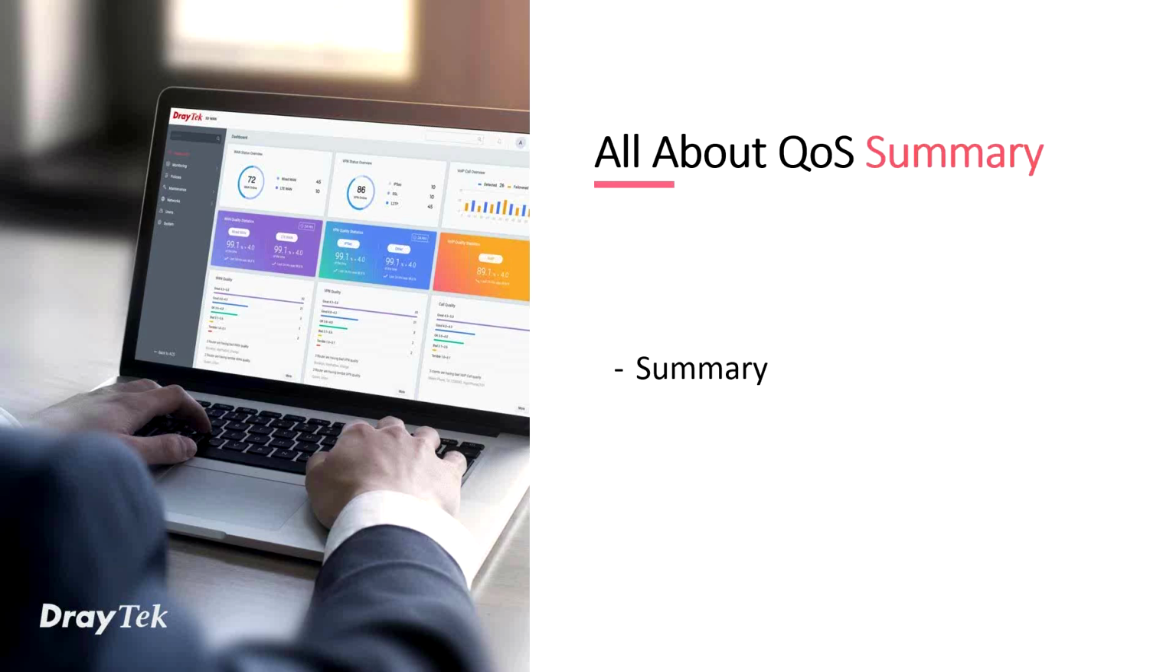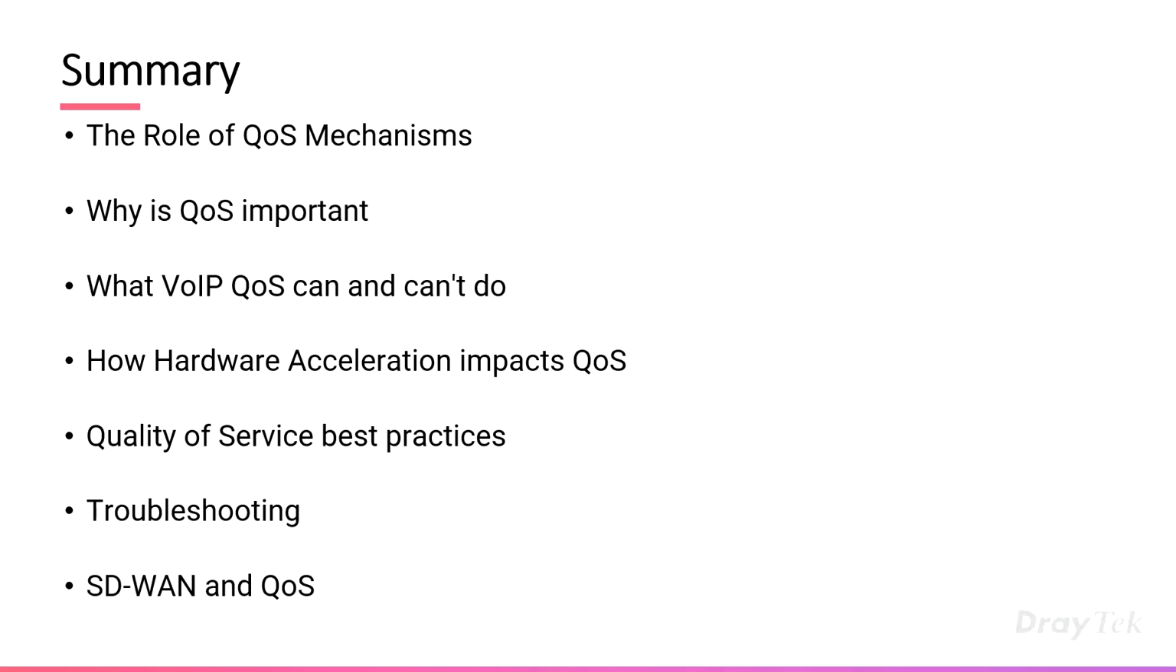Let's quickly have a look at what was covered today. We looked at the role of the QoS mechanism, why QoS is important, what VoIP QoS can and can't do, and how hardware acceleration impacts QoS. We looked at various scenarios in which we might use QoS. We covered a little bit of troubleshooting and also SD-WAN and QoS.